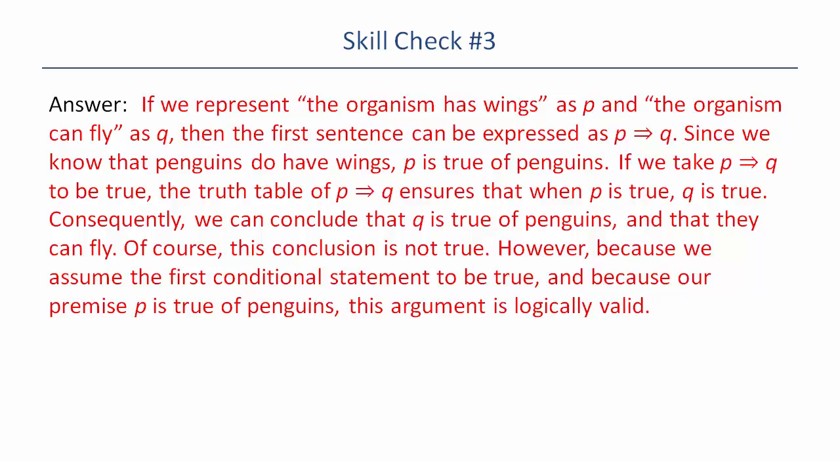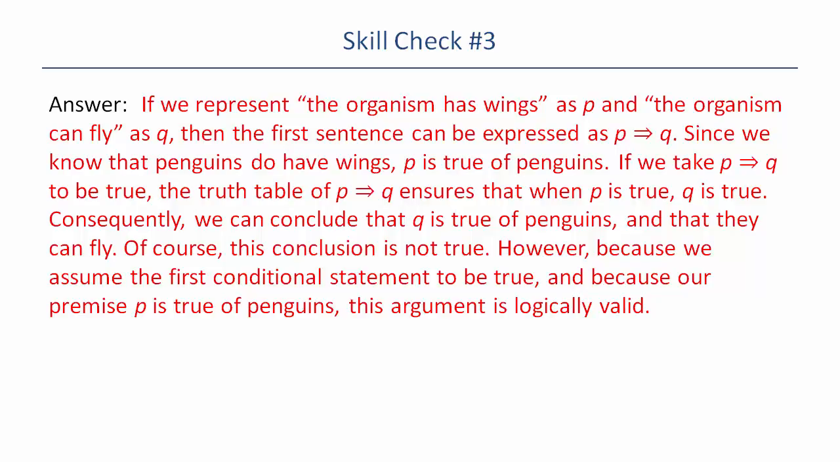Now, did you come up with a false statement because of the real world, right? If we represent the organism has wings as P and the organism can fly as Q, then the first statement basically becomes P implies Q. If an organism has wings, then it can fly. We already know that's a false statement because there's a bunch of things with wings that can't fly, penguins being one of them.